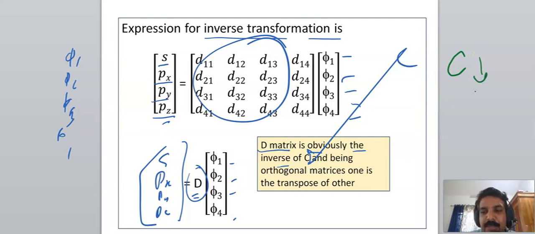What is our aim? Our aim is to determine the coefficients of the C matrix. But the C matrix cannot be determined directly, so we inverse transform into this form and get a D matrix. The D matrix can be calculated, I will show you. From this D matrix we can easily find the C matrix because they are orthogonal, so their inverse is the transpose. The inverse of an orthogonal matrix is its transpose, which we obtain simply by interchanging rows and columns.